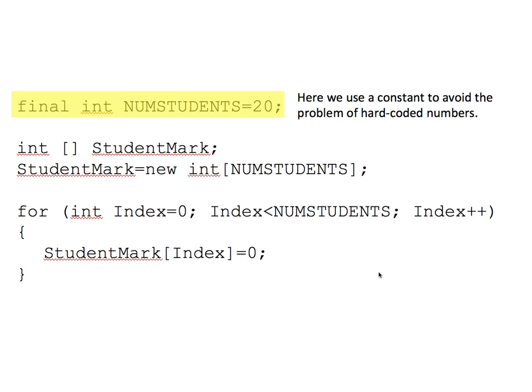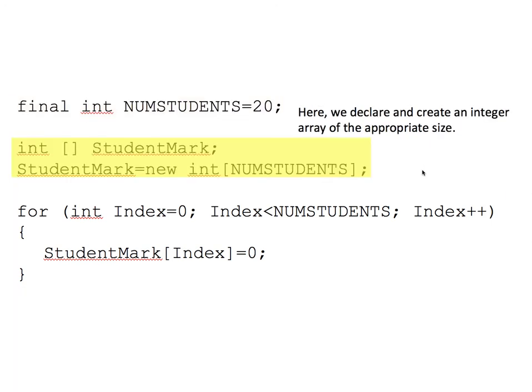So we declare a constant, which is the number of students that we'll handle in our array, and here we've set it to 20. Okay, and then we want to declare that we want to use an array of integers to store our student marks, and then create it using the size that we've just defined, in this case num_students. So here we declare the array called student mark, and then here we create it using the new operator and the number of students constant that we've just declared at the top.